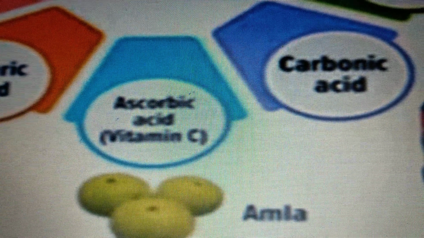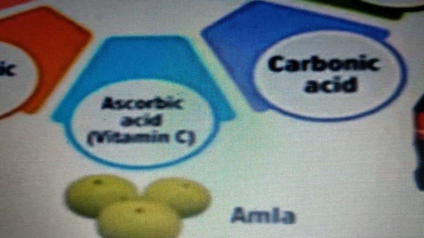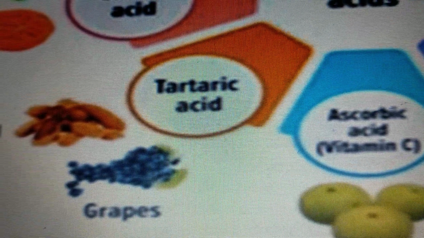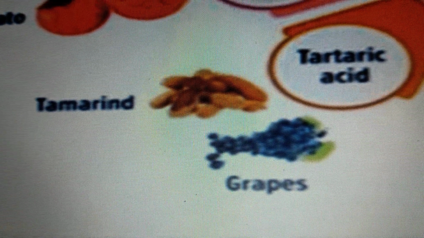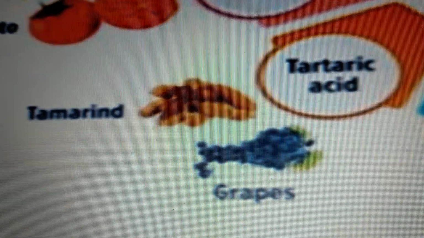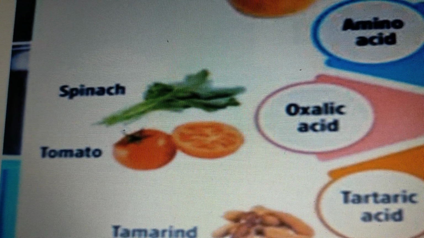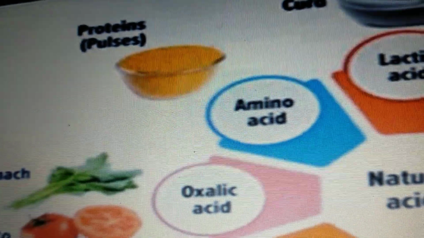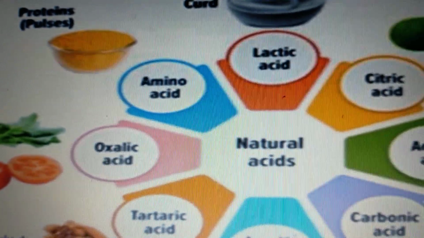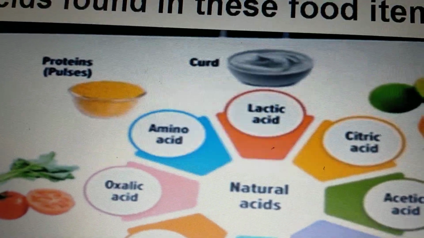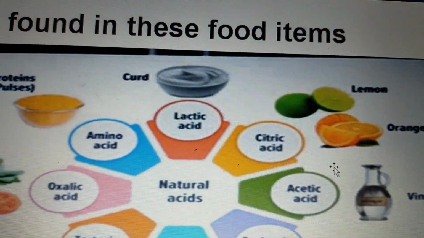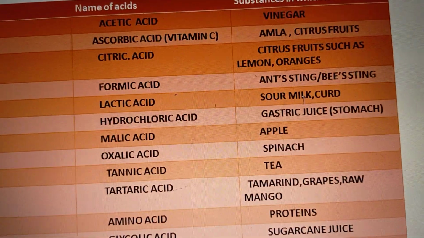Specifically, there is a difference between citric acid and ascorbic acid. Those foods which contain only vitamin C contain ascorbic acid. Right? Then tartaric acid is present in tamarind, which is called imli, and grapes. Oxalic acid is present in spinach, tomato. Amino acid is present in proteins, means pulses which we take in our food. So students, you have to learn the names of these acids and the foods which contain them. Let me tell you the table also. This is given in the form of a table.